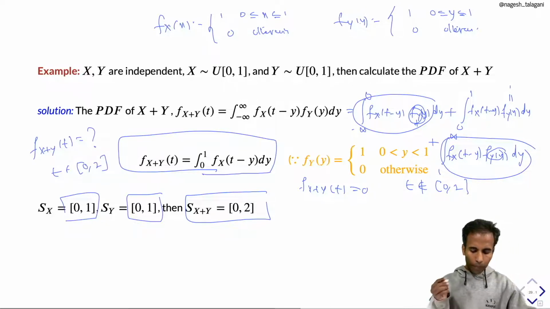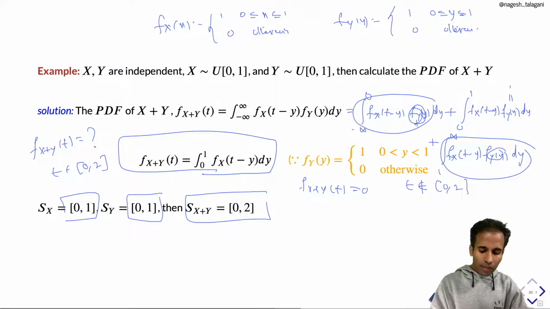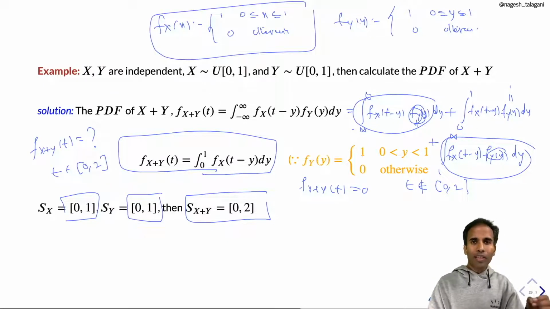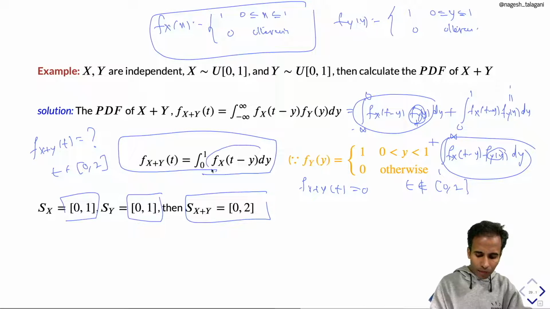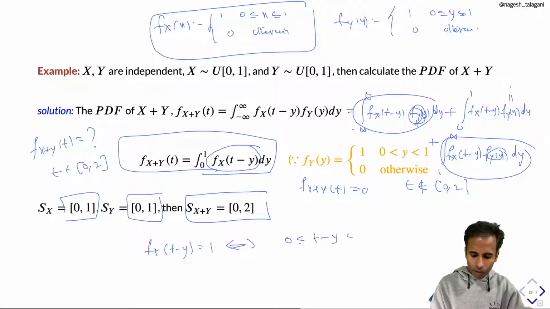Now, as we can see here, fx takes the value 1 only when we feed in something between 0 and 1, otherwise it is 0. So this fx of t minus y value will be 1 only when t minus y is between 0 and 1. So fx of t minus y equals 1 if and only if t minus y is between 0 and 1, right? Okay.